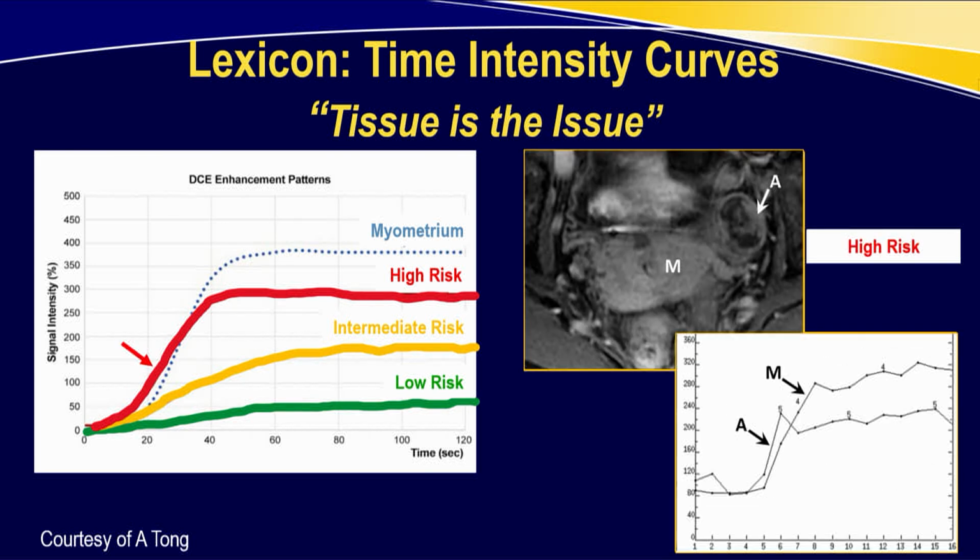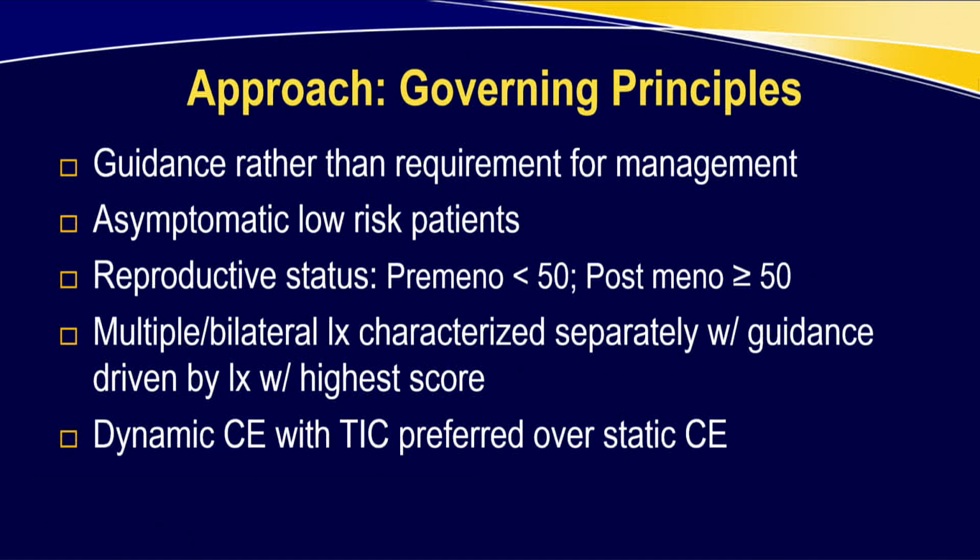Whereas if you have a region of interest on the adnexal mass and a region of interest on the myometrium, if that adnexal mass enhances stronger or steeper than the myometrium, goes up and then kind of plateaus off, that's considered a high-risk curve. So you can really stratify low risk, intermediate risk, and high risk, the most important being high risk, where the slope of the enhancement of the adnexal mass is steeper than that of the myometrium.